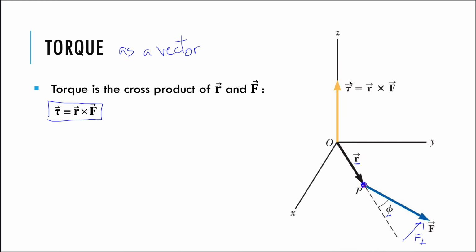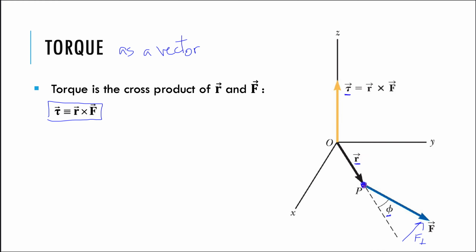Do you remember how to take the cross product? Remember the right-hand rule that we learned? You point your fingers in the direction of R, so your fingers should be pointing down this way, and then you fold them in the direction of F. Which way is your thumb pointing? If you're doing this correctly, your thumb will point along the z-axis. So the torque vector points along the axis of rotation. You can see that the position and the force vectors lie in the xy plane, and the z-axis is the axis of rotation. So you can take the cross product to get a direction for this torque vector.